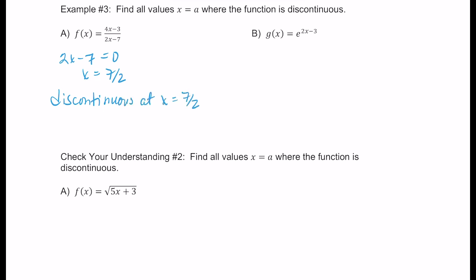Because that would cause the denominator to be 0, which would make it undefined. Letter B, I have an exponential function. And exponential functions are continuous for all x. So they're not discontinuous anywhere.